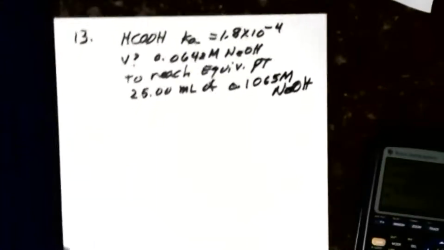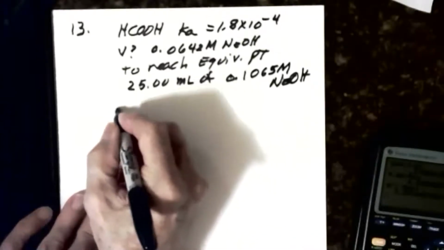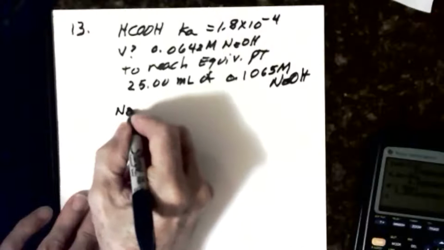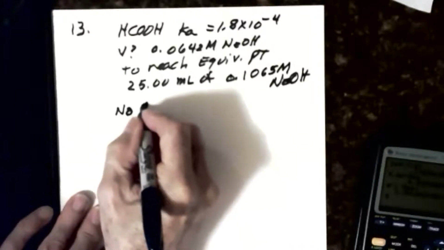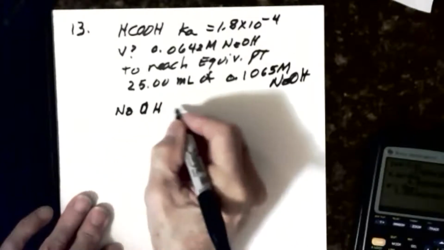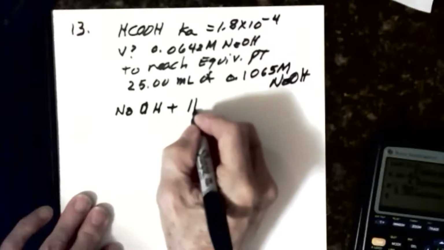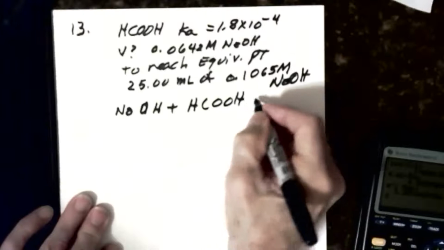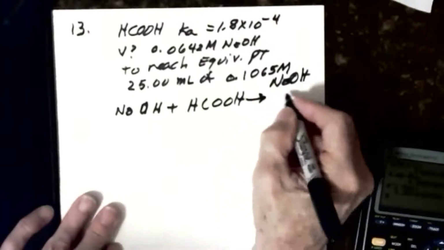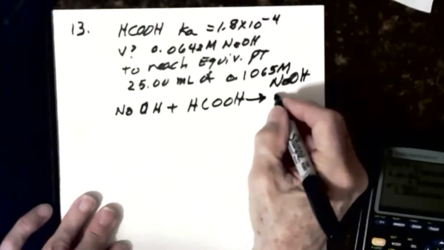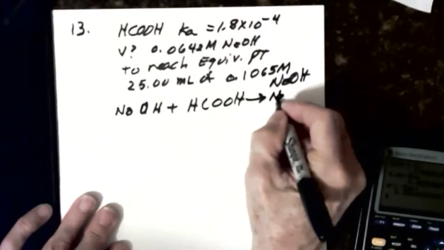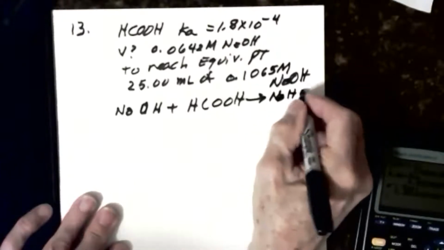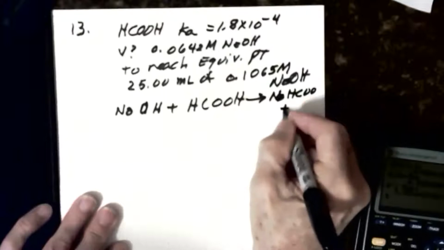Okay, all right, now let's pull this over so you can see my pad a little better. So these are the data. Now this is a reaction, and we're going to react NaOH and formic acid, and we're going to make sodium formate and water. Now this is a reaction that's actually going to take place.